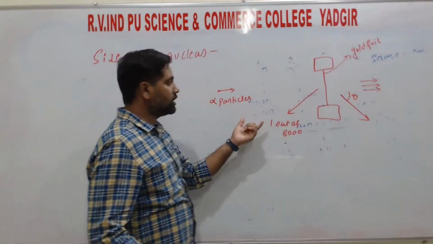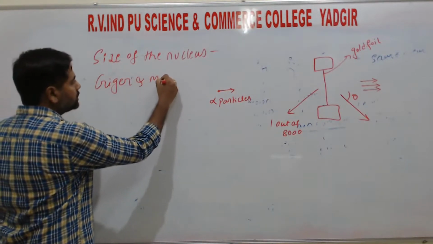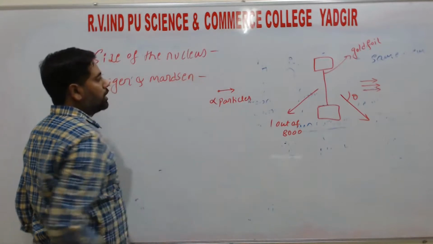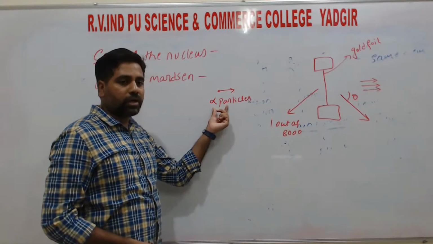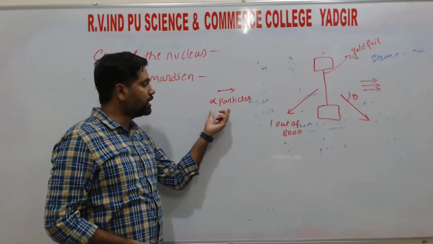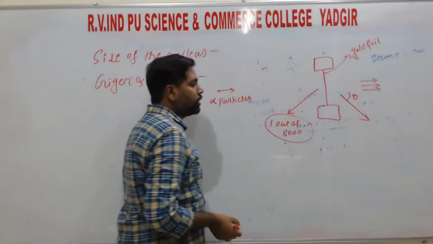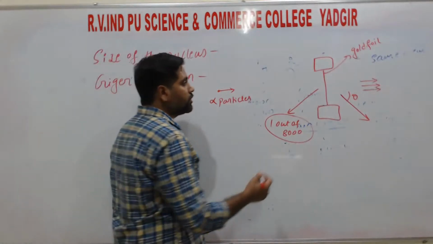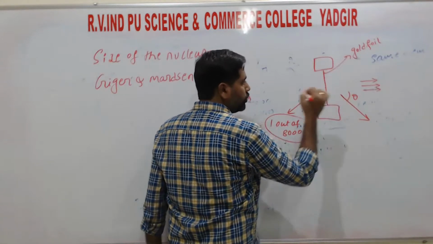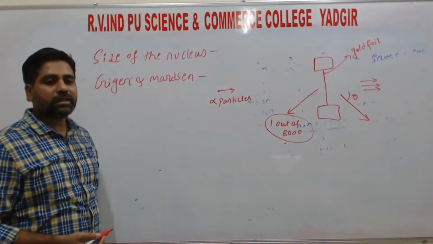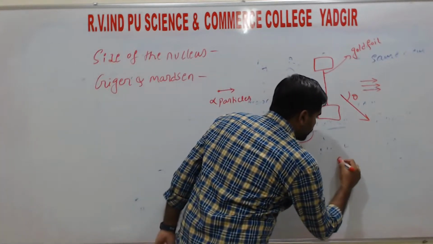Using this experiment, Geiger and Marsden continued the experiment. The alpha particle is the nucleus of the helium atom, so this alpha particle is positively charged. He found the reason for the backward scattering: this gold foil consists of atoms, and these atoms consist of a nucleus. That nucleus is closely packed and positively charged, in a small volume.